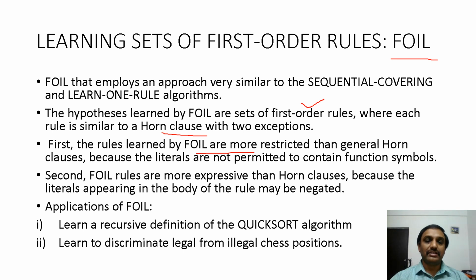The second exception is that FOIL rules are more expressive than Horn clauses because the literals appearing in the body of the rule may be negated. Then what are the applications of FOIL? By using this, you can learn the recursive definition of the quicksort algorithm, and you can learn how to discriminate legal chess positions from illegal chess positions. These two are the applications of the FOIL algorithm.